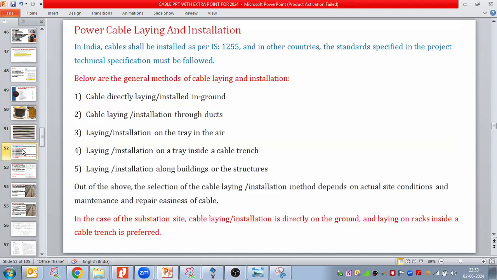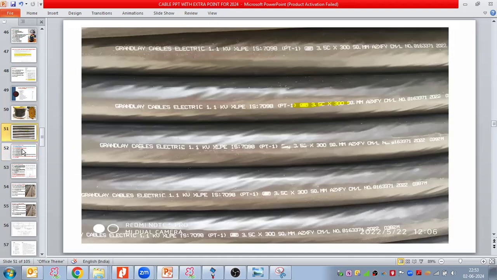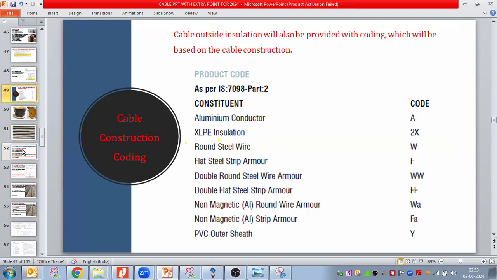Is this standard for all cable manufacturers, or will there be differences? Yes, generally this practice is followed.